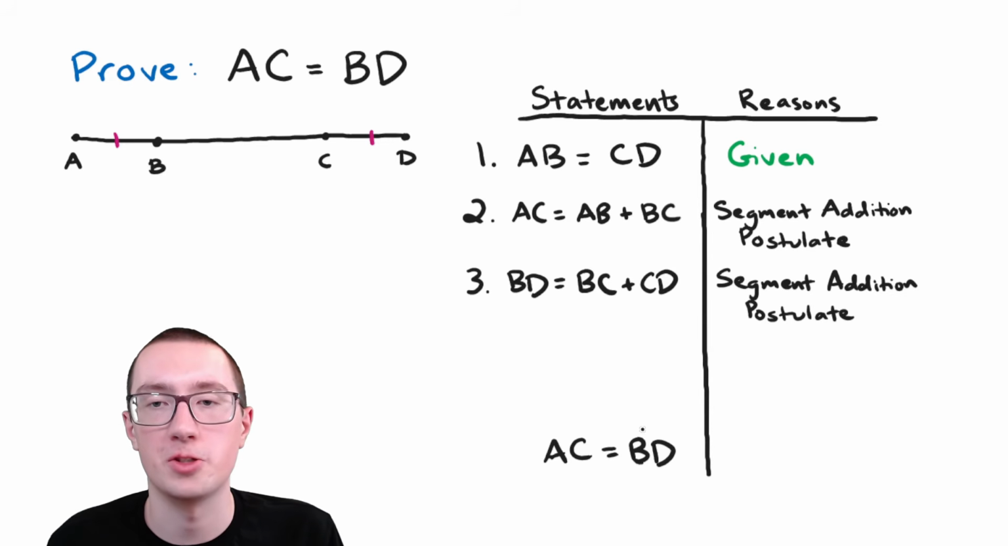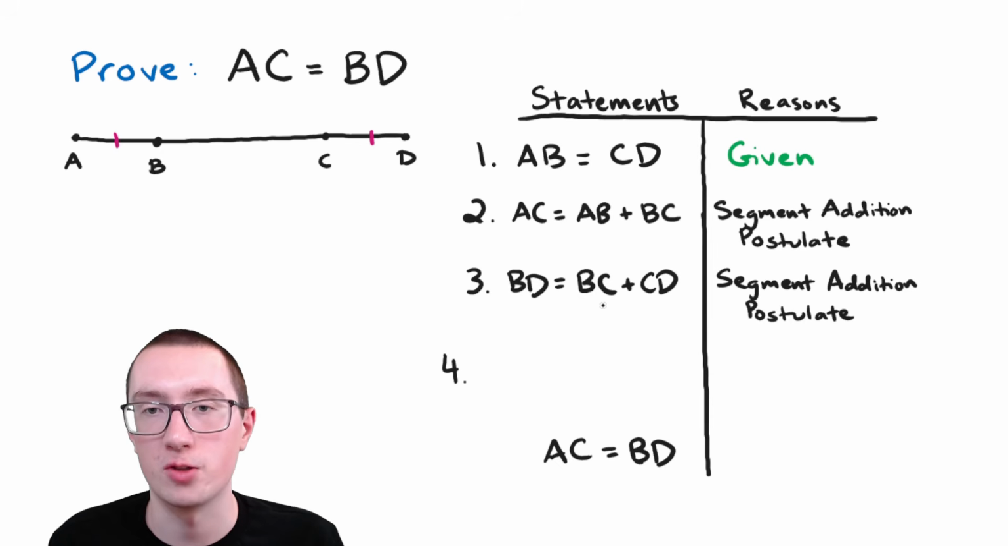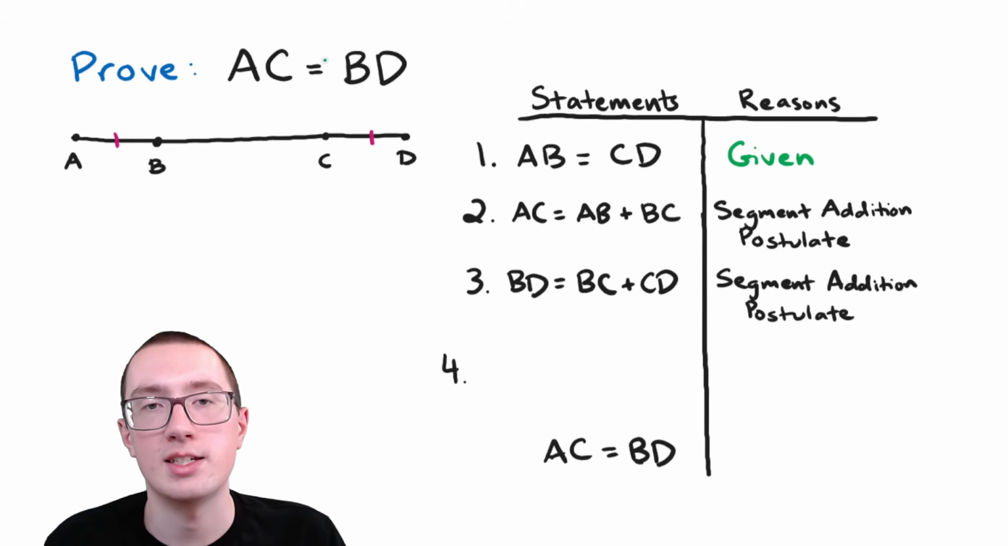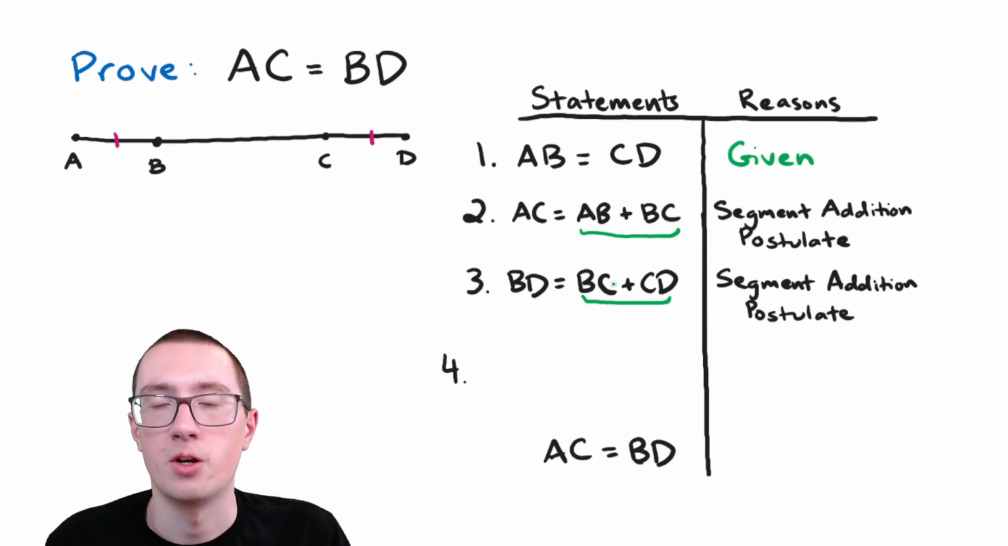Now, it seems like we're still pretty far away from proving that AC is equal to BD, but we actually only have one more step. And for this step, we're going to need to do a little bit of algebra. You don't just have to use geometry in your proofs. You can also use algebra in your proofs. So always remember what we're trying to prove. We're trying to prove that AC is the same as BD. And we know that AC is this and BD is this. So how could we possibly prove that this here and this here are the same, that they're equal?